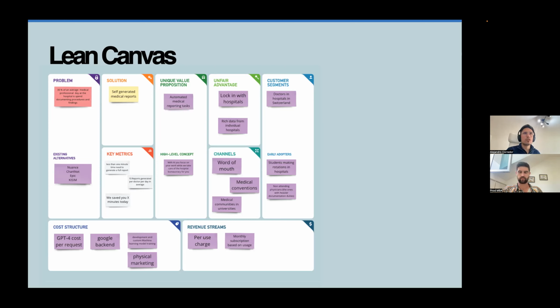Last but not least, as I mentioned, this is a really good picture to keep in our heads when we are developing, in terms of key metrics. The idea is that we are able to generate a full report in less than a minute. At least on a good day in a hospital, at least 10 reports are generated per doctor on average, because they use a lot of procedures in the hospitals and reports need to be generated. And then the most important one: how many minutes a day are we saving in time?